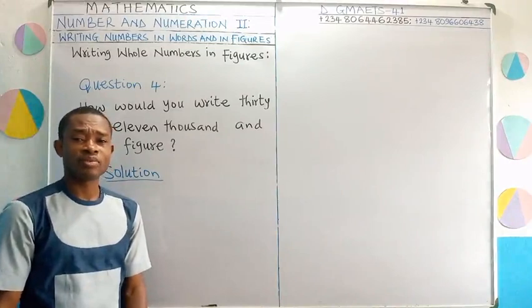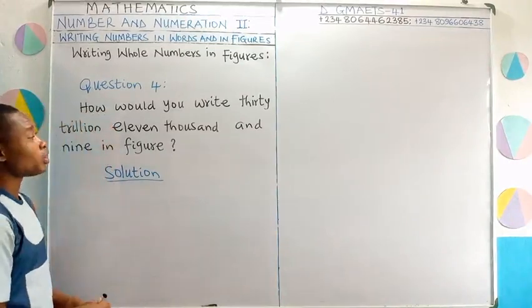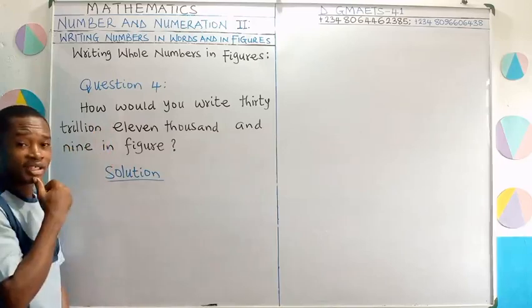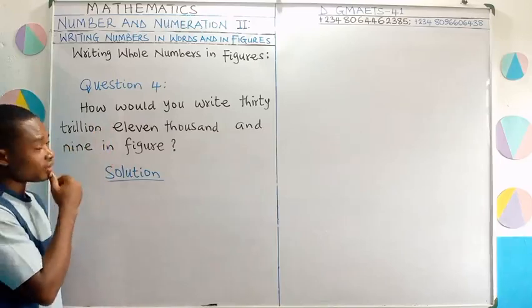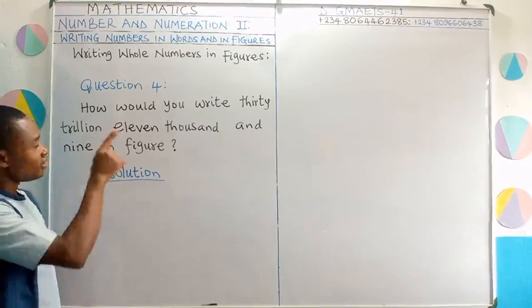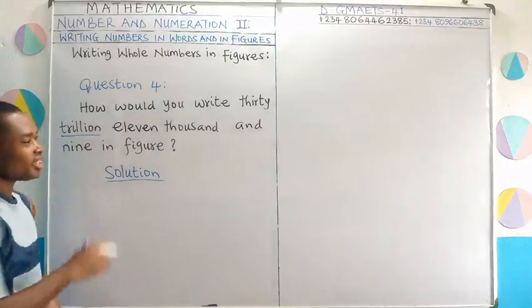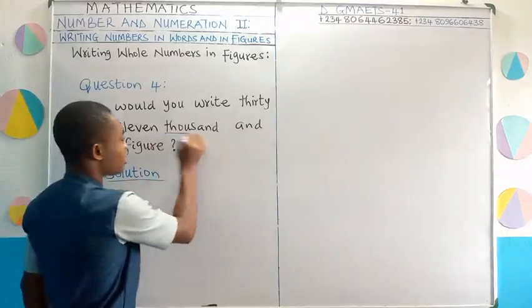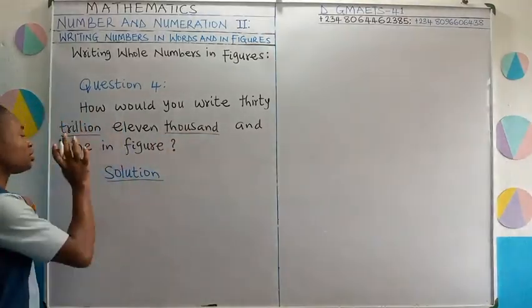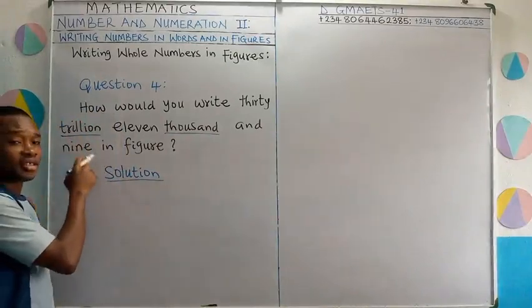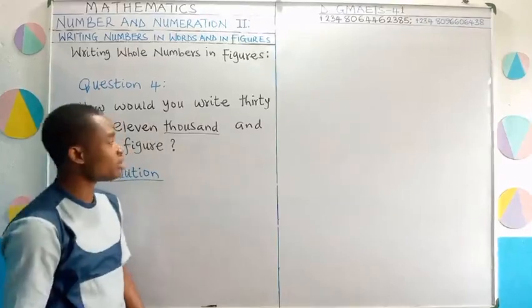So this is very simple. Let's start working on it. First of all, the standard place values I have here are what? We move on. 30 trillion, so one of them is trillion. 11,000, another one is thousand. And 9, this 9 is the last digit, just a unit digit, you know that.